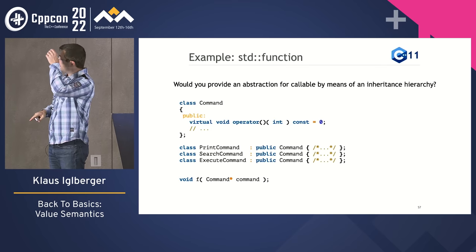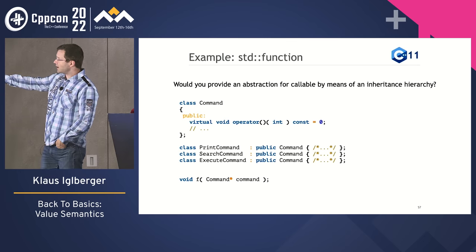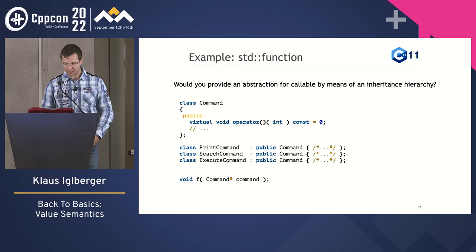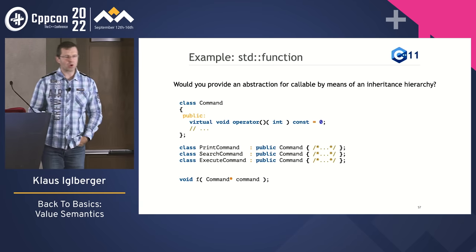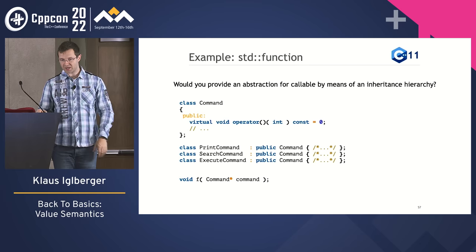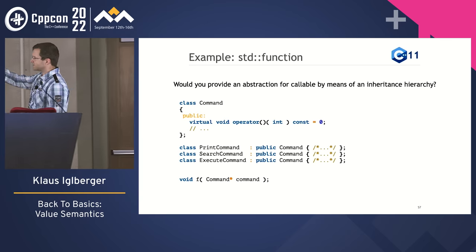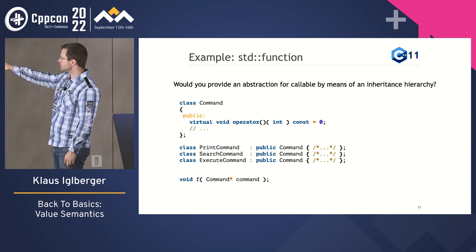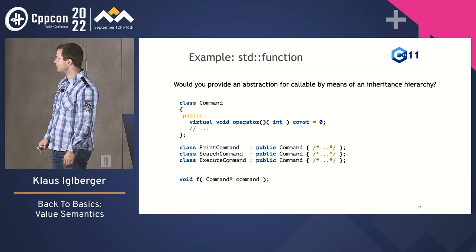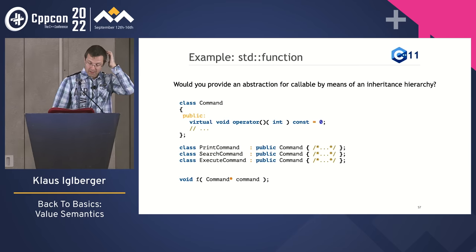All right. Next example, std function. In this example, I at the bottom have a function f, and this function f is supposed to do something. That's actually, again, a design pattern. We call this the command design pattern. So do something. And back in the day, we would actually write a base class for that, a command base class that has some interface, but definitely something virtual, because this might now be implemented in various ways. There may be a print command, a search command, an execute command, just something.